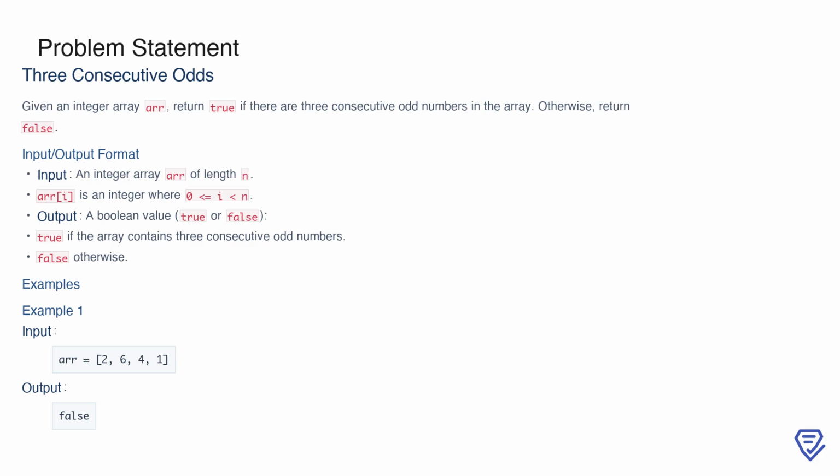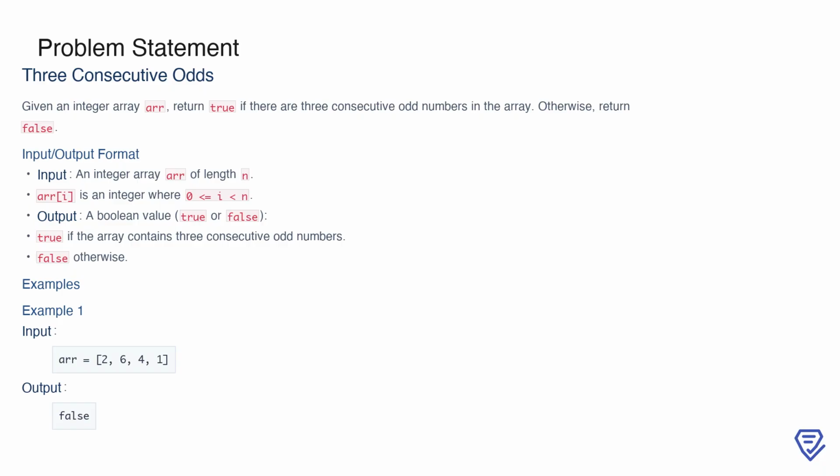Now, let's break down the input and output format. The input is an integer array ARR with a length of n, where each element is an integer within the range of 0 to n-1. The output is simply a Boolean value: true if there is at least one sequence of 3 consecutive odd numbers, and false if there is not.